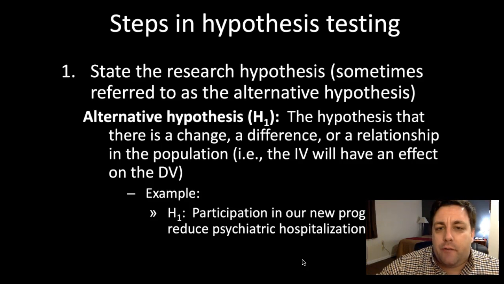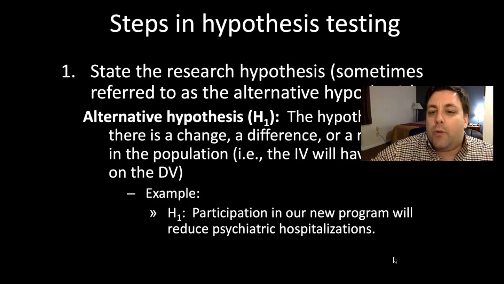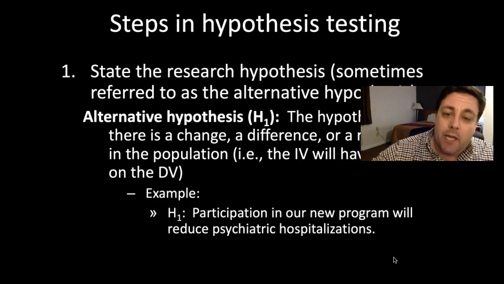And so the sort of generic form for the alternative hypothesis is that there's a relationship between some independent variable and the dependent variable. The independent variable will have an effect on the dependent variable. It might have a positive effect or a negative effect or something like that. Here's an example. Participation in our new program will reduce psychiatric hospitalizations. So what we're saying is that there's a relationship between our program and psychiatric hospitalizations. So in this case, the psychiatric hospitalizations are the dependent variable, and the program is the independent variable.